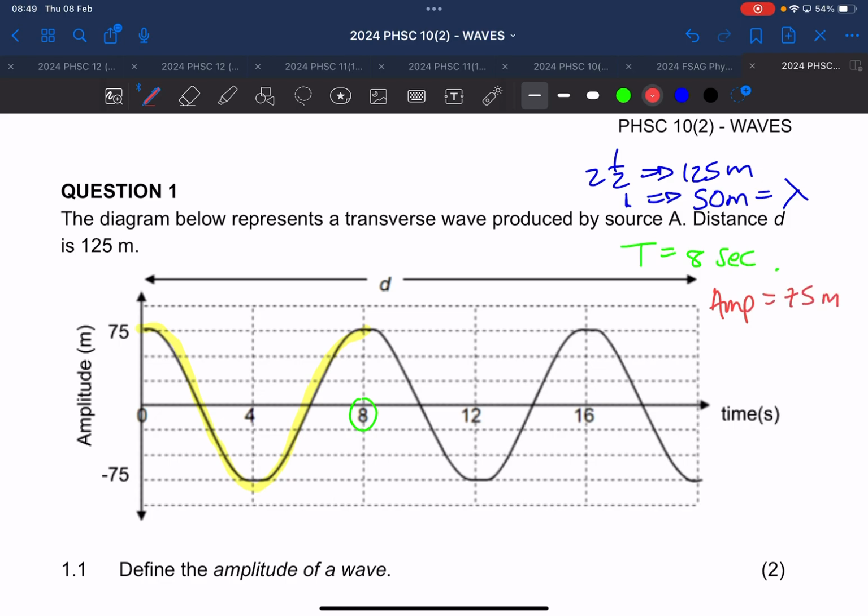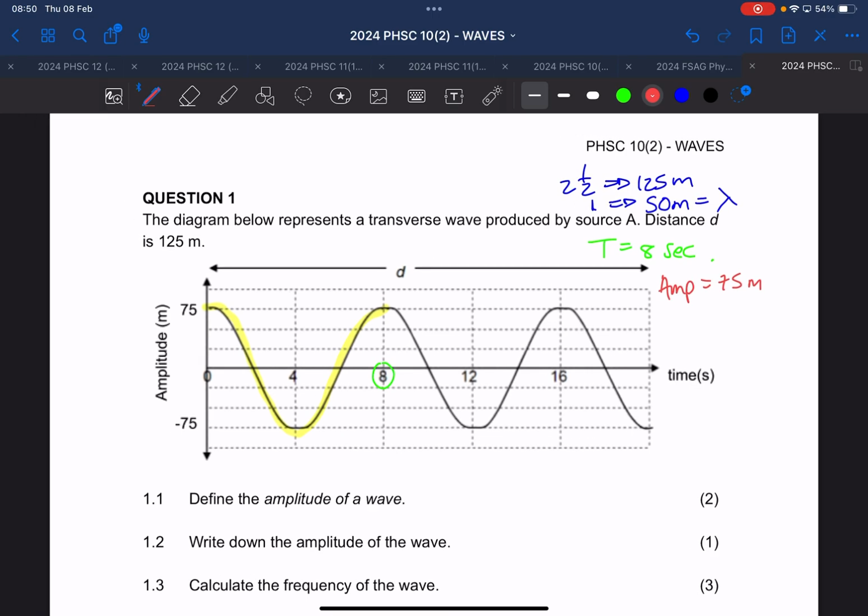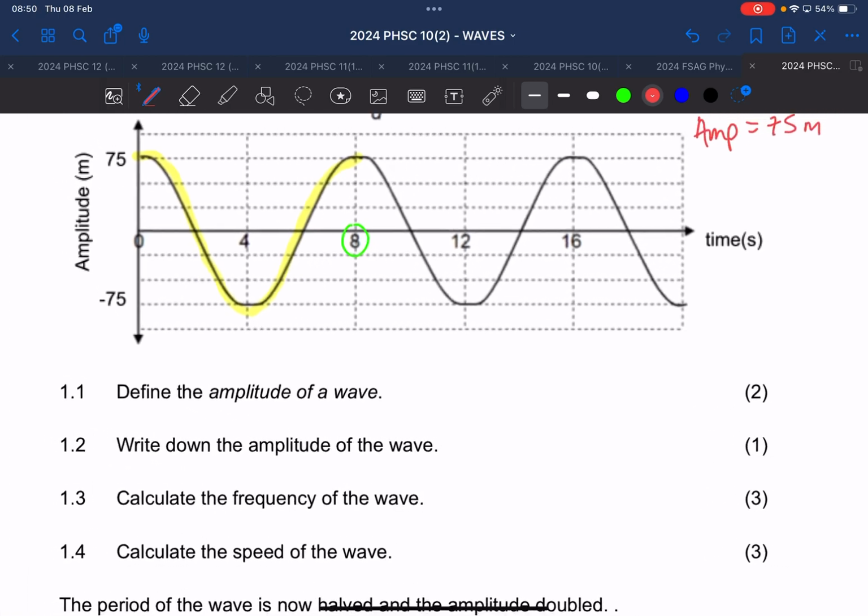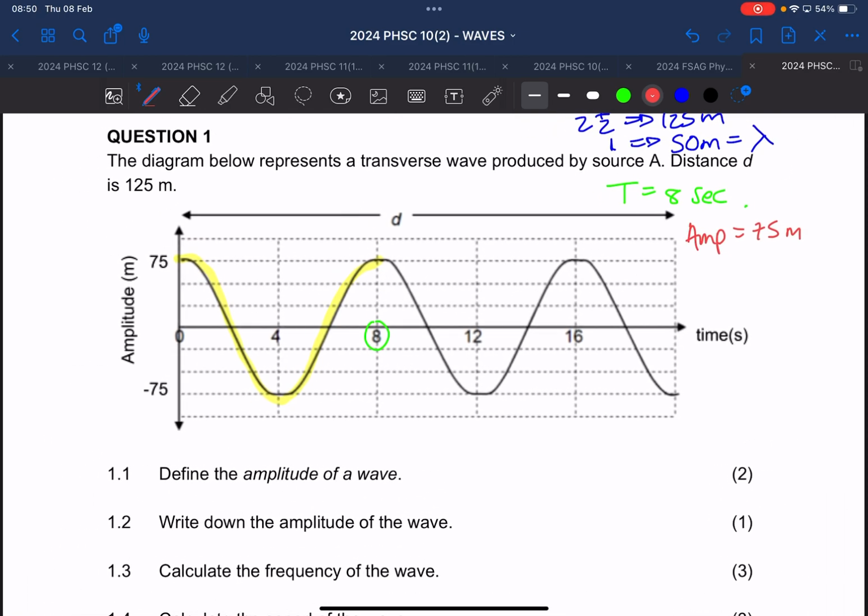Okay, now that I've dissected, taken apart, analyzed my graph, now I'm going to read the question. The first question is, define the amplitude of a wave. So if they ask define, they ask give the definition for. Okay, what is the definition for amplitude? Disturbance from rest or equilibrium position.